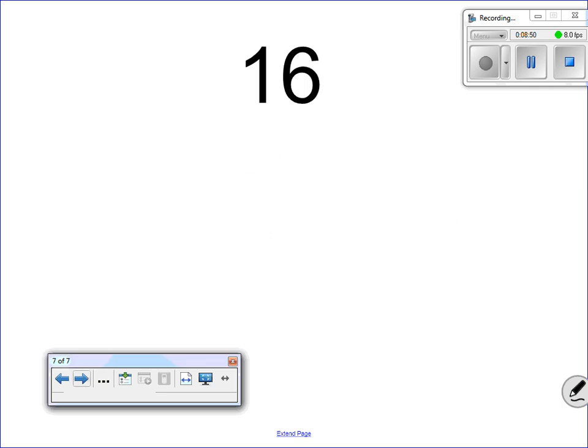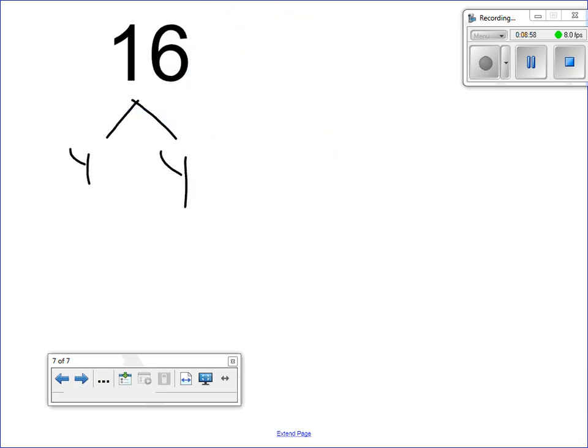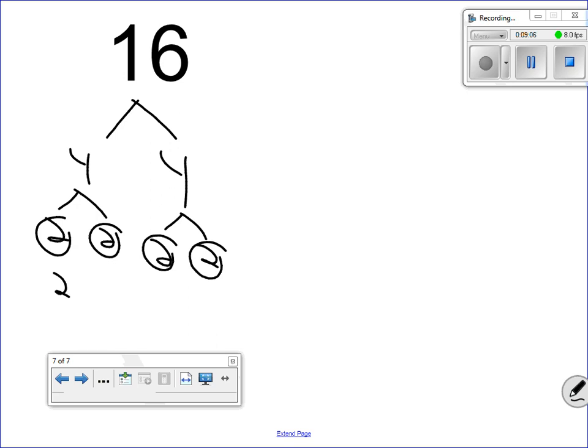Last one. We're going to keep this simple here. Going 4 times 4. Going 2 times 2, 2 times 2. Answer is 2 times 2 times 2 times 2. 2 to the 4th power.